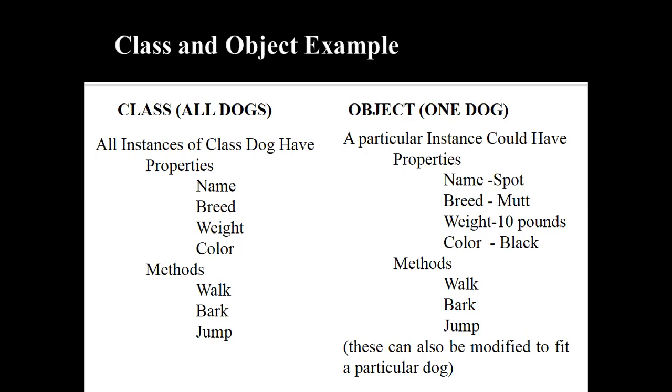However, in an object, we have to specify one object and what properties it has, like a dog has a name of Spot, a breed of Mutt, M-U-T-T, and then a specific weight that is 10 pounds, a specific color of black, and a specific type of walking, barking, and jumping style. These are the properties of an object, and these are present in a specific class.